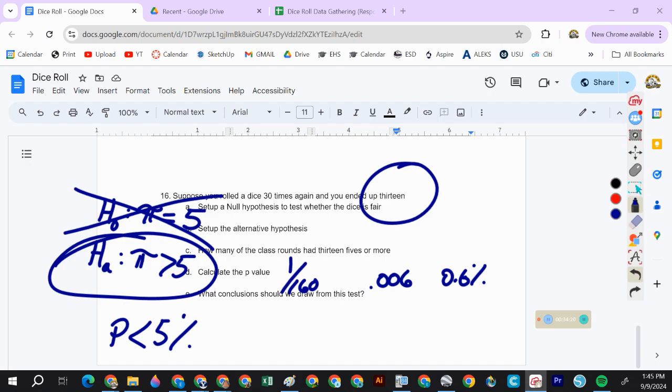And it's crazy that this early in the year we're doing null hypotheses, because that did not exist in any other textbook I've ever seen. And I've seen 5 of them.